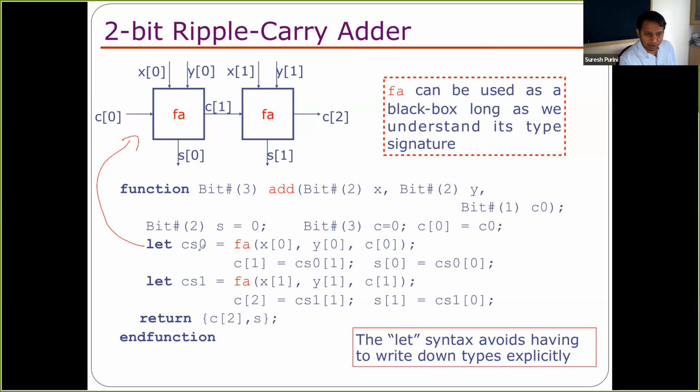And this CS0 has 2 components. One is the sum bit, the other is the carry out. Now we are passing this carry bit to the next full adder. Again, it's not a function call, a circuit gets generated. So X1 goes here, Y1 goes here, some bits get generated, and a carry out bit comes out. And finally, the return type is 3 bits because there are 2 sum bits and 1 carry out bit. So we are sending out 2 sum bits here, and there is a carry out bit here.